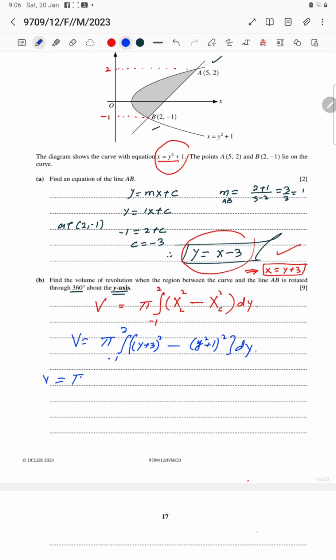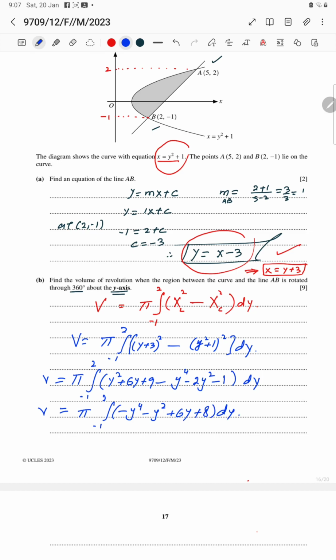Before we integrate, it's better to expand it and simplify. y squared plus 6y plus 9 minus y to the power 4 minus 2y squared minus 1. First we are arranging it before we integrate. Pi times the integral from -1 to 2 of minus y to the power 4 minus y squared plus 6y plus 8. After simplifying, if I'm not wrong, you can check it with your own calculation.